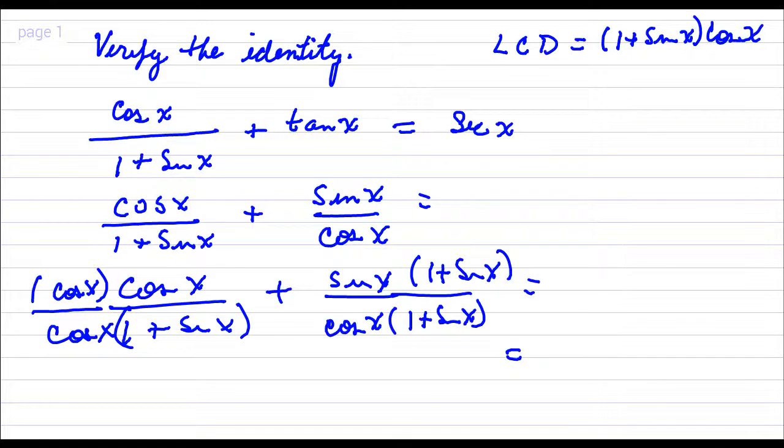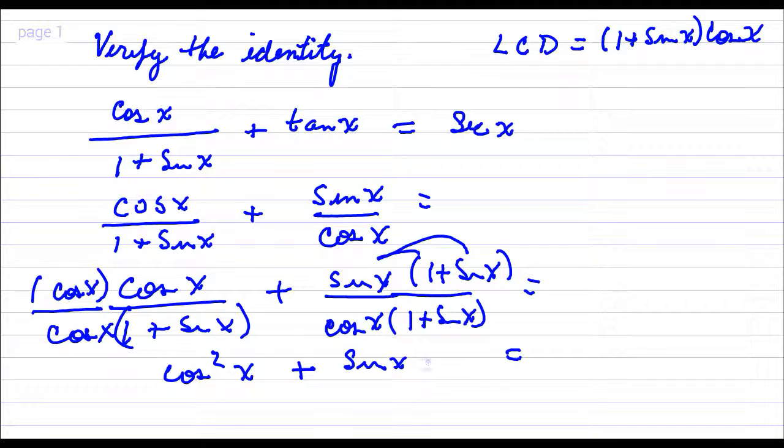Okay, now that I have the same denominators, I can go ahead and combine these two fractions. So, writing this as one fraction, I'm going to write the sum of the numerators all over the least common denominator. So I have cosine x times cosine x, that's cosine squared x, plus sine x times 1 is sine x times sine x, that's sine squared x.